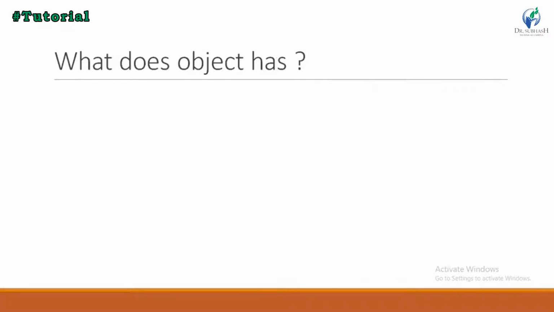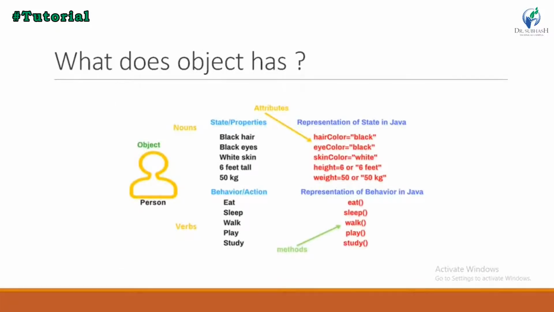So what does the object have? Let's say we are calling a person an object. A person will have different attributes like hair color, eye color, skin color, height and weight. And the values of those attributes are treated as the state of an object. So what is the state of an object? Values of the attributes. Currently the hair color of the person is black, so the state of the person's hair color is black. Might be after 20 years the state might change. So this is nothing but the state of the object.